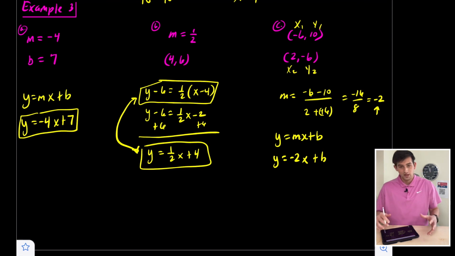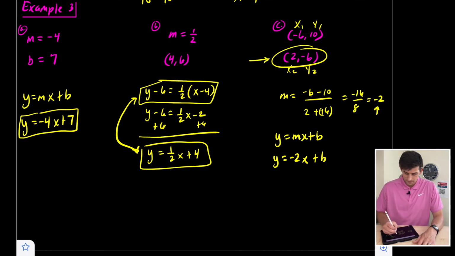Okay, and so now we have x, we have y, and we have b, and we need to find b. So x and y represent just any point that's on our line. Well, if we're given these 2 points, we could use either one of them, plug those in for x and y to solve for b. And then I'm going to use this point right here that I've circled. So y is negative 6 and x is 2. So we just plug those in and we solve for b.